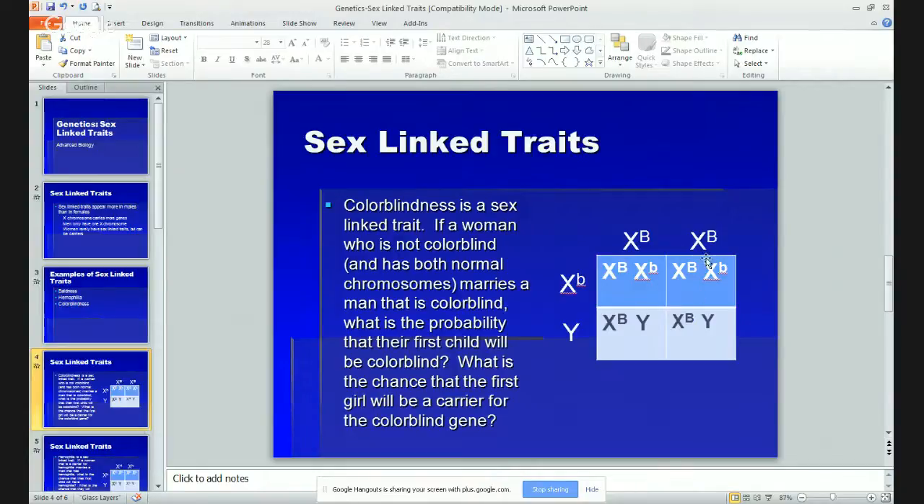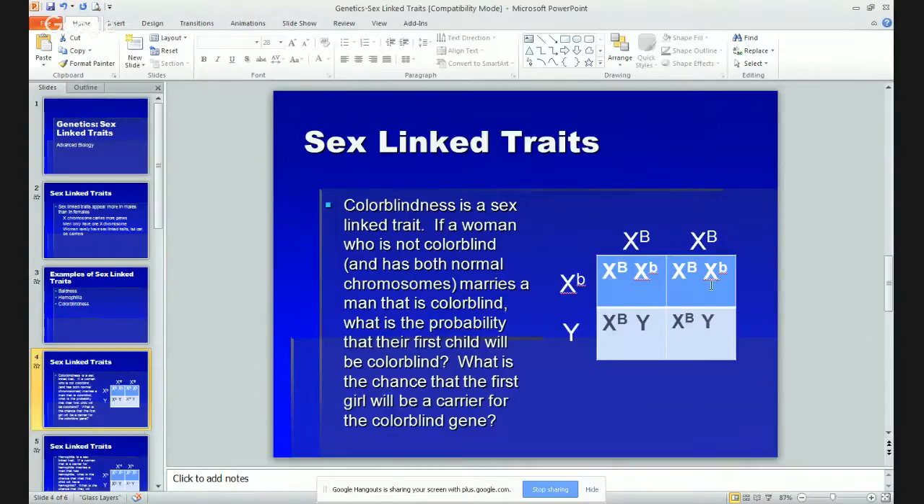Then you do the same over here. You're going to drop this b down over here, and this b is going to come over here. Okay, and then you cross again on the bottom. So you've got your 4 kids. So then you go to the question. What is the probability that their first child will be colorblind?